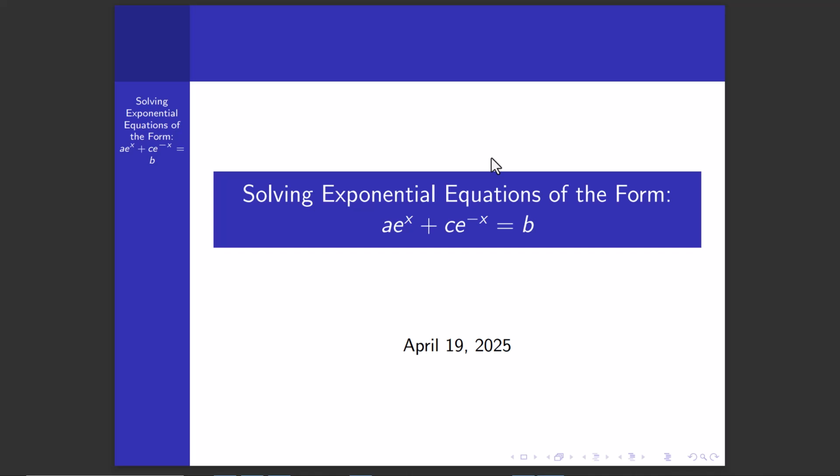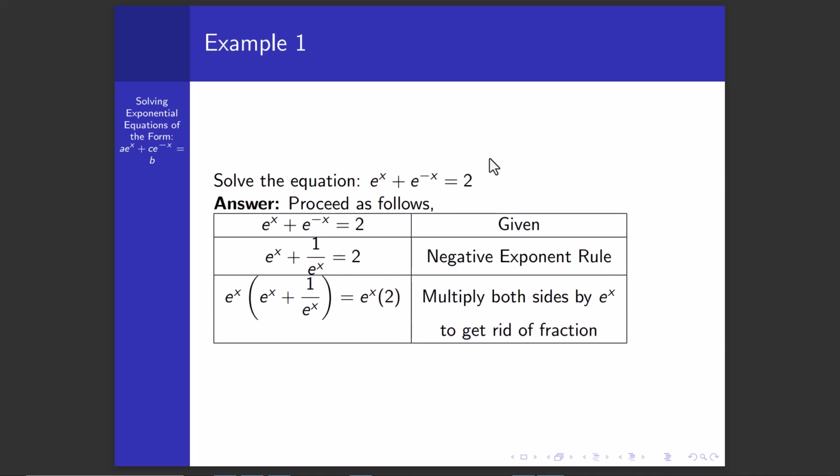Solving exponential equations of the form a times e to the x plus c times e to the negative x is equal to b. We start off our demonstration here with solving the equation e to the x plus e to the negative x equals 2.